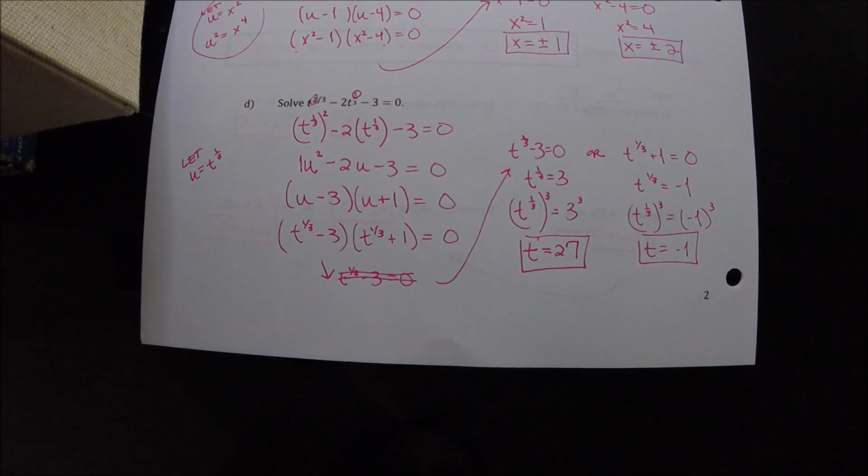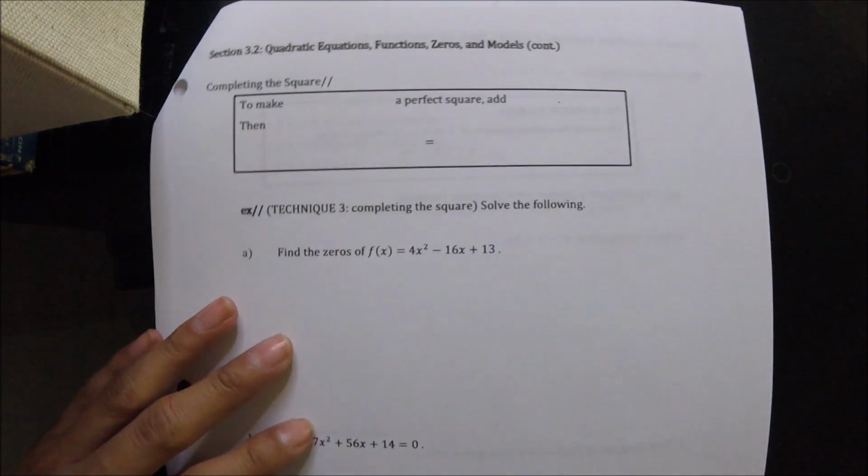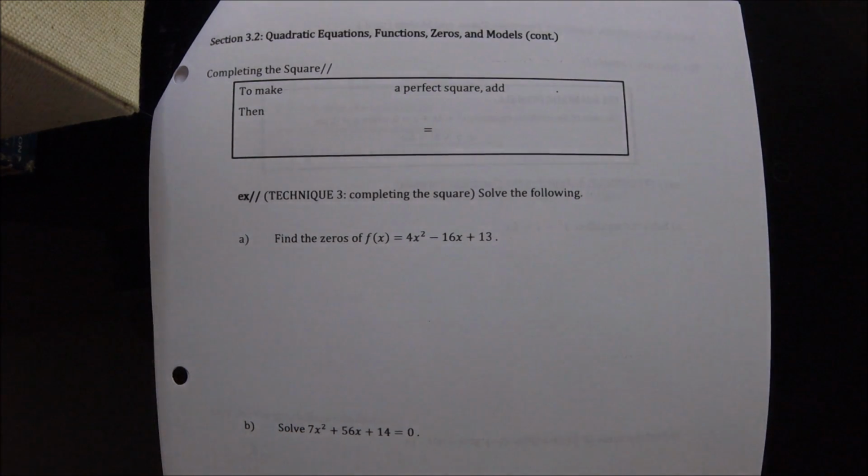Okay, so that was technique 2, where we decided to try to factor and make sure that equals 0. And so really you need to make sure it equals 0 first and then begin your factoring. Then once it is fully factored, set each factor equal to 0 and solve. Okay. So moving on to the next technique, completing the square.